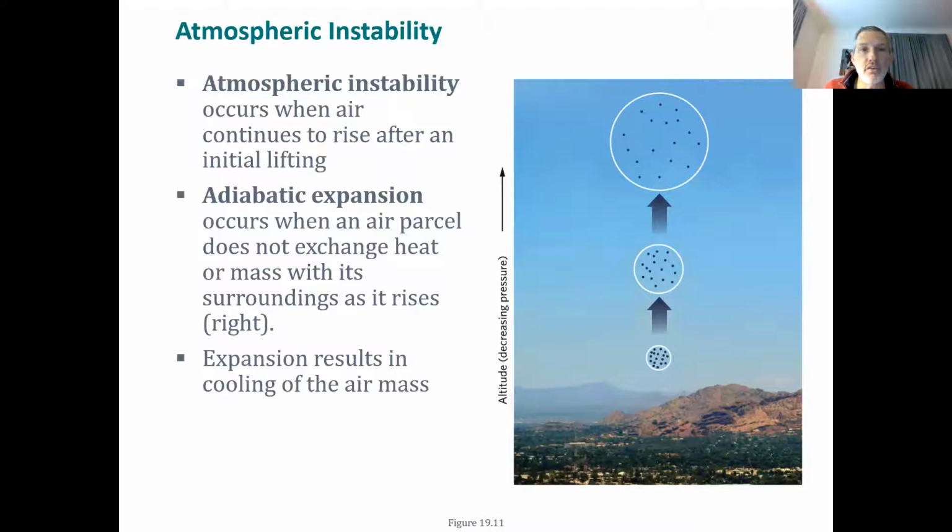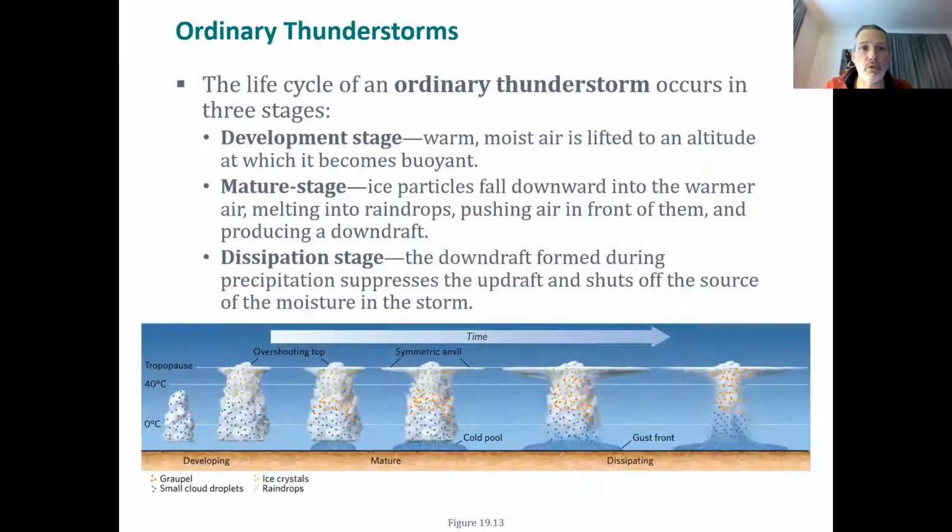And so we call this atmospheric instability, unstable air. Air has a tendency, once we get it going, to want to keep going until it gets to the top of the troposphere. And these are what we call ordinary thunderstorms, usually around here in late afternoon after we have heated up pockets of air for the entire day.